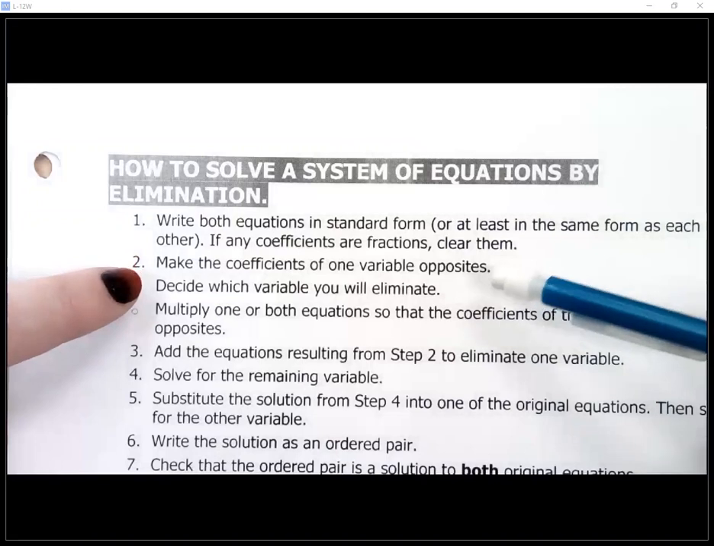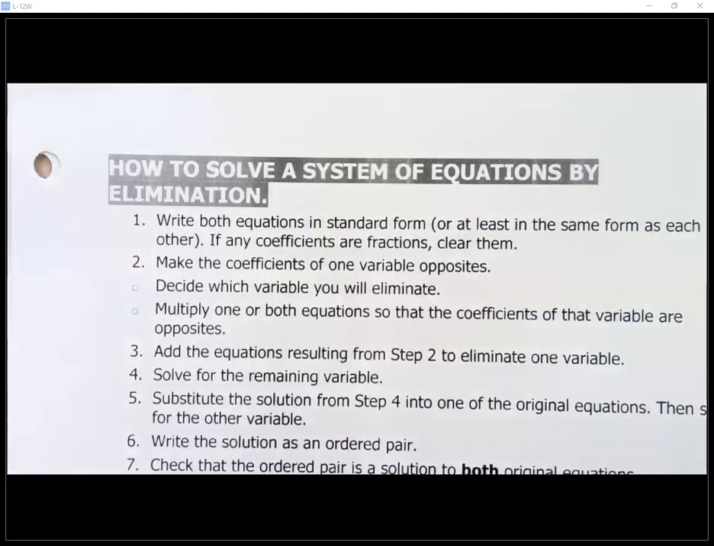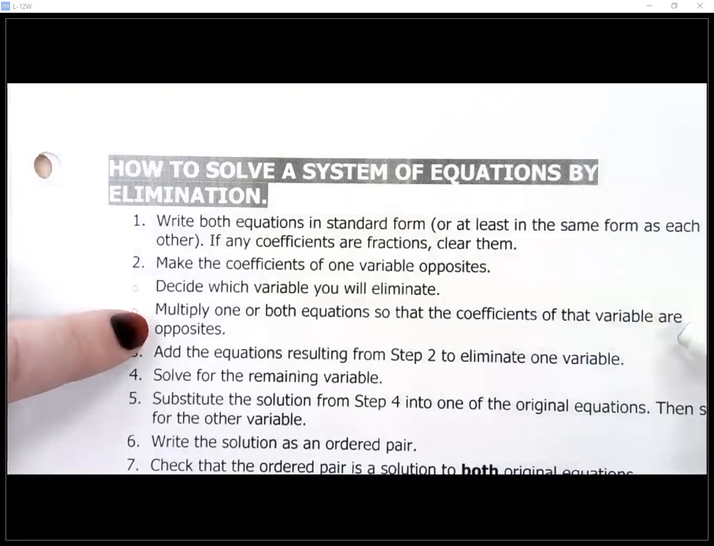So for example, if one of them has a positive 2x, I'd love the other one to be a negative 2x. So if there's a way for me to get a pair of opposites like that, I'm going to do that. If it's already there, great. If it's not there, all we're going to do is multiply one or both, if we have to, equations by some number so that the coefficients do become opposites. Okay, so we'll do some examples of that. And then once you have that pair of opposites, you're literally going to add the two equations together.